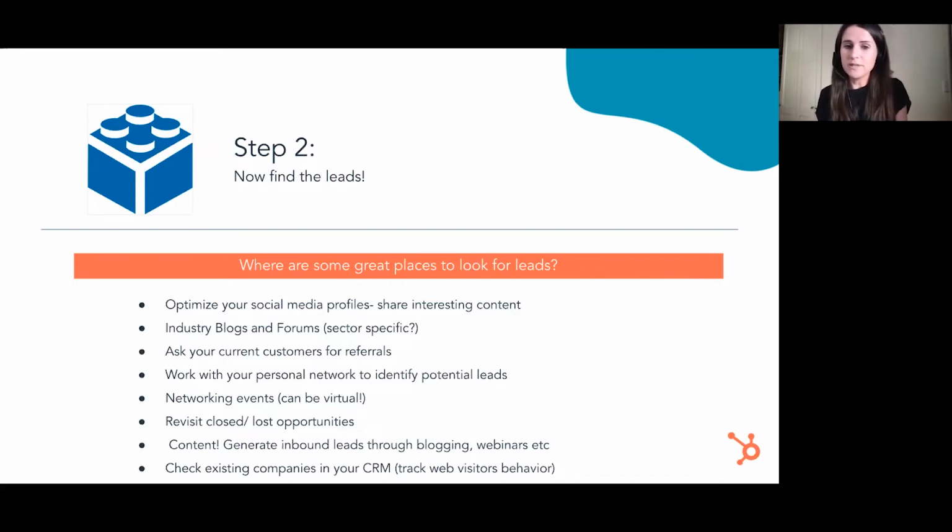Industry blogs and forums. So finding out where your buyer persona lives. If your buyer persona is someone in the agricultural industry and you have an ag tech product, this is where it becomes dependent on your specific sector. You'll know yourself, depending on your expertise, where that persona lives. Are there industry-specific blogs and forums that you can read or contribute to? Things like that can be really helpful too.